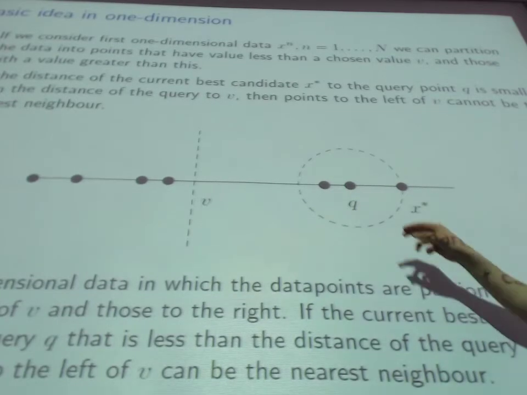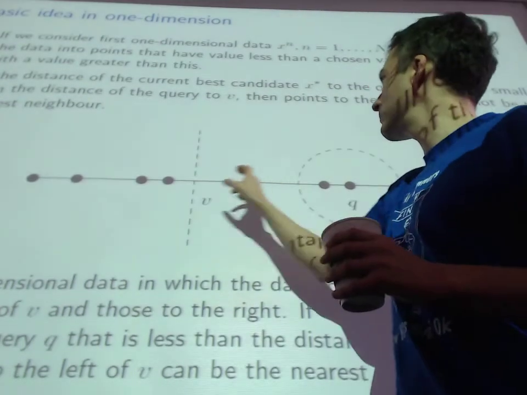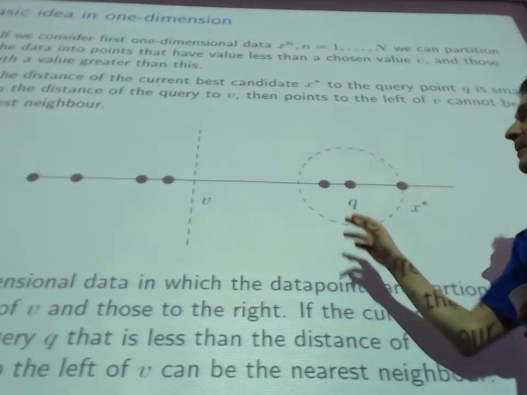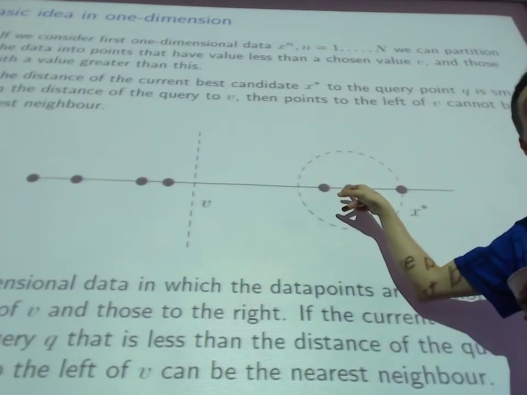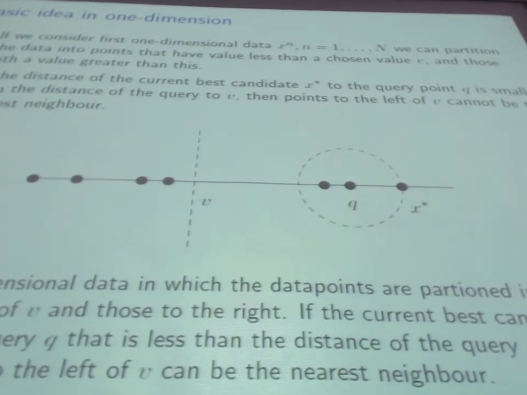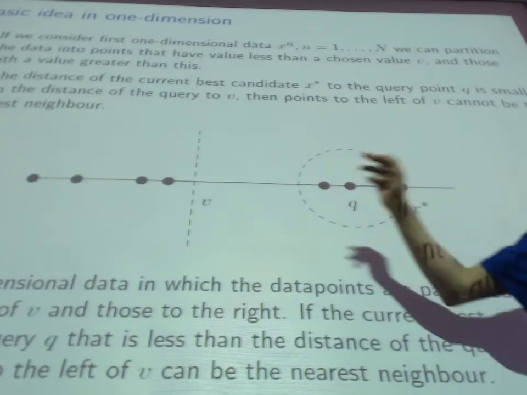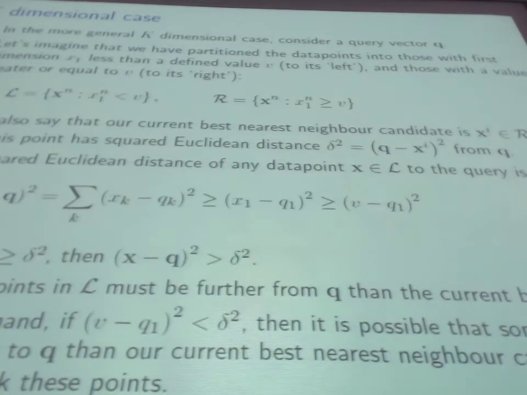But if this distance here is smaller than this distance from here to here, well, that's fine. There's no way these points can possibly be closer than this one to Q. There may be some other data point like this one, which is actually even closer. We don't know that yet. That's somewhere on the right-hand side. But we can at least eliminate all of these from consideration. Is it totally obvious? Yeah, it's totally obvious, isn't it? Good. So that's our partition, left and right.